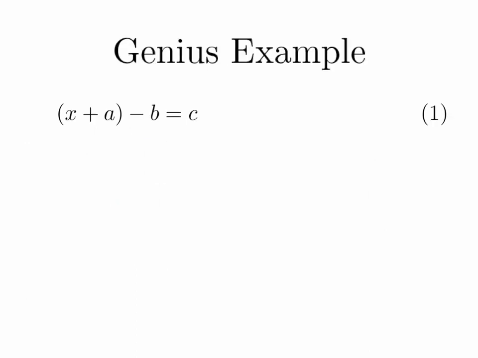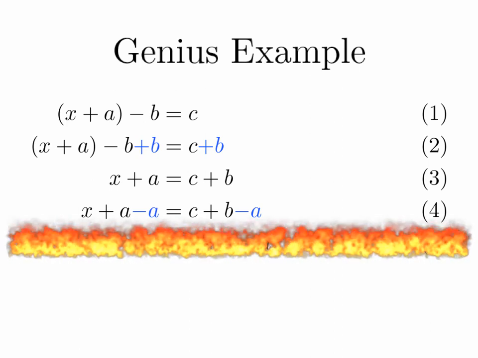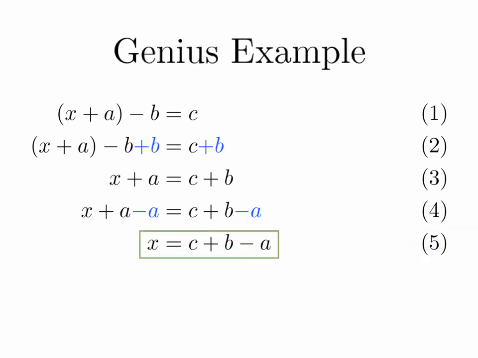And finally, for a genius level example, we have a similar problem, but it has only variables, and we want to isolate the x. To do that, we want to add b to both sides of the equation. So we have x plus a minus b plus b. Now the b's cancel, and we have c plus b on the right side of the equation. Finally, we have x plus a is equal to c plus b. Now we want to remove the a, so we subtract a from both sides of the equation. And when we do that, we're left with x is equal to c plus b minus a.